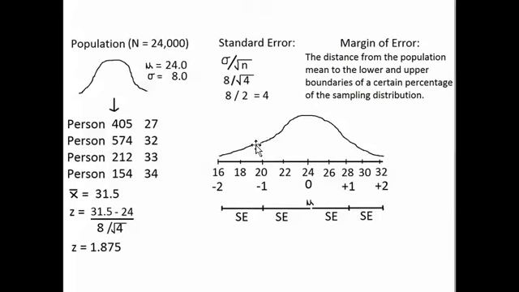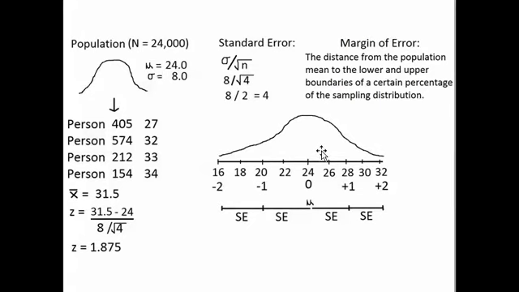20% of the possible samples are below the lower boundary, and 20% of the possible samples are above the upper boundary, and the middle 60% of the possible samples are between the two boundaries. So we have a 20% area, a 60% area, and a 20% area.